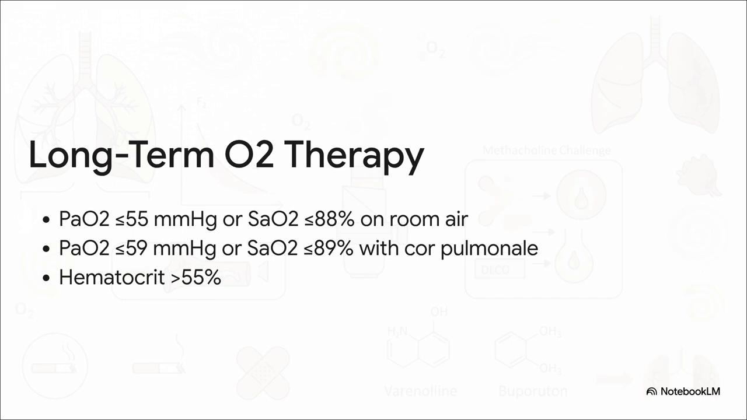But for patients with signs of right heart strain, like cor pulmonale or right heart failure, or polycythemia with a hematocrit above 55%, that threshold actually adjusts. For them, you start oxygen at a PO2 of 59 or less, or a saturation of 89% or less.